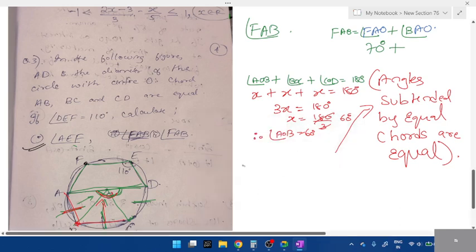Okay, what's the next one? In triangle AOB, which two sides are equal? So what kind of triangle is AOB? Yes, isosceles triangle. What's the reason?